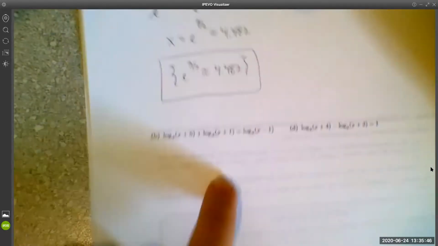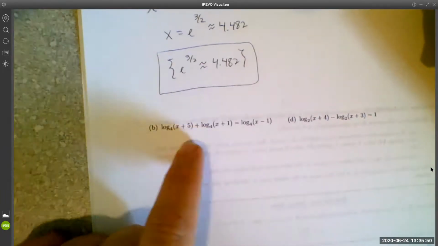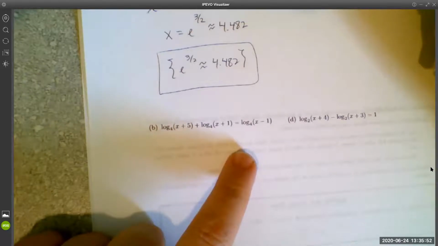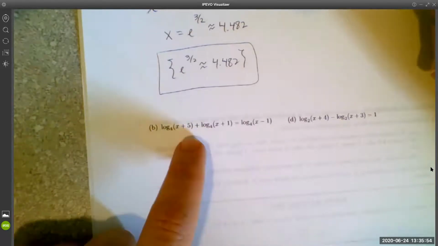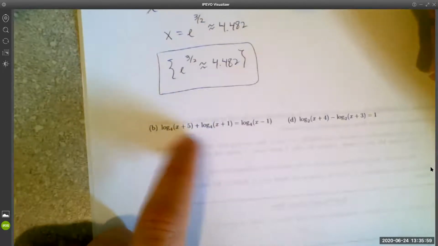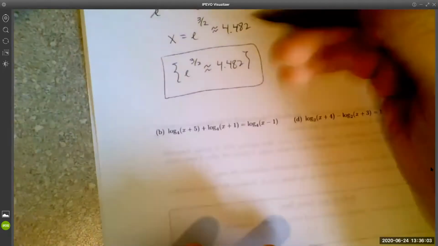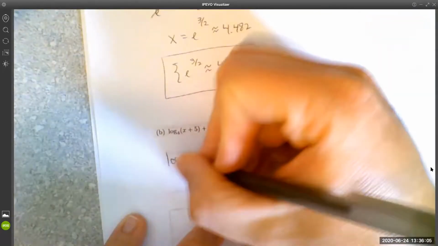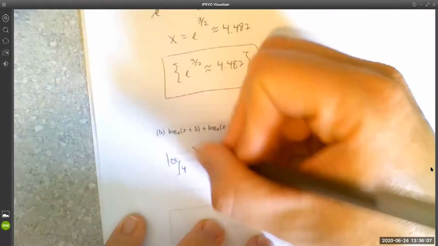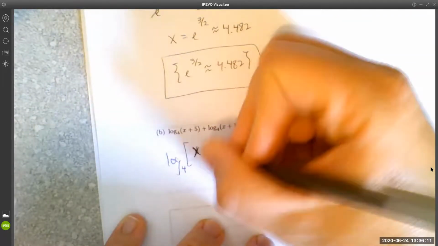Okay, let's look at part B. Part B is kind of interesting. We've got so many logarithms happening here. If we exponentiate now, it's not going to turn out well for us. We've got to use a product rule to combine these two logarithms before we can move forward, I think. So I'm going to use a product rule and say log base 4 of x, I was about to use the quotient rule. It should be the product rule.